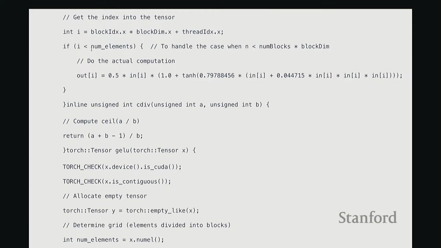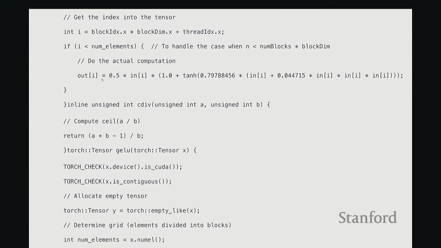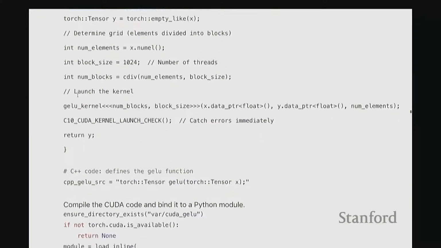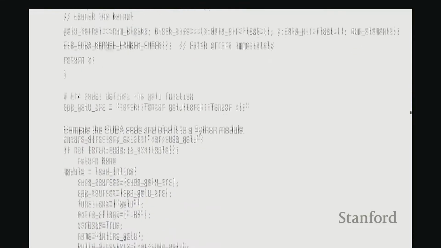OK. And then within here, we're going to just do our computation, right? I have my input, in. I'm going to index into the ith element, and I compute my GELU just like I did before, and I assign it to out of i. And then I'm done, right? That's all that I need to do. And since this is all pointer stuff, I don't really need to worry too much about what is actually happening here. So that's basically it.